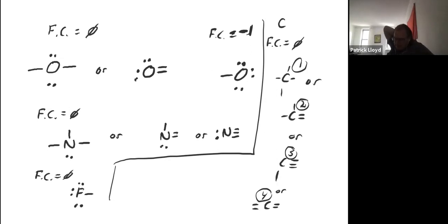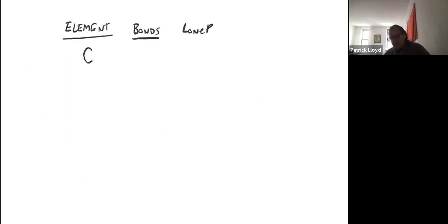Okay. And so I think, I'm not sure whether this helps people or not. Typically, they put this in organic chemistry. But let me write it this way. So here's your element. We'll start with carbon. Bonds, lone pair. Okay, this is to get a formal charge of 0. Okay, 4 bonds and no lone pairs.